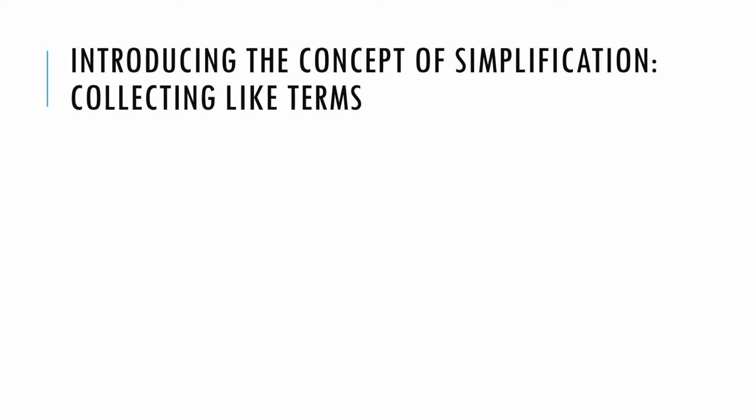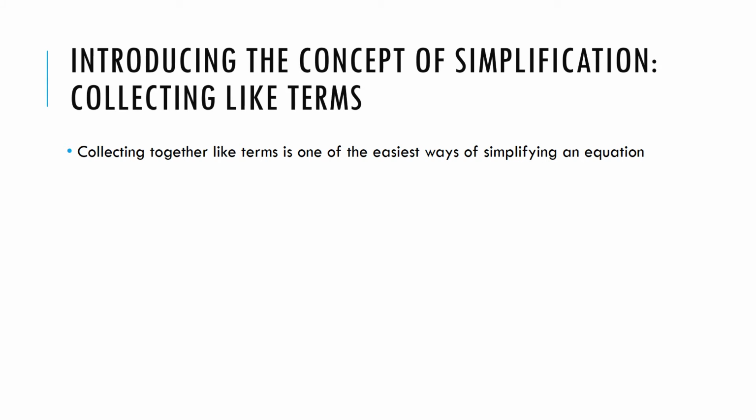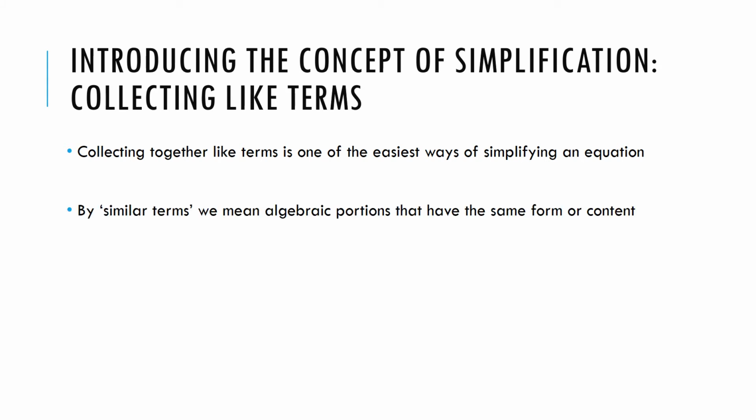The next concept that I want to consider in this tutorial is simplification. How can we simplify equations into more efficient, shorter, more manageable equations? Well, the first way we can do that is to collect like terms. So this is perhaps the easiest way of simplifying any equation. By similar terms or like terms, we mean algebraic portions of an equation that have the same form or content.